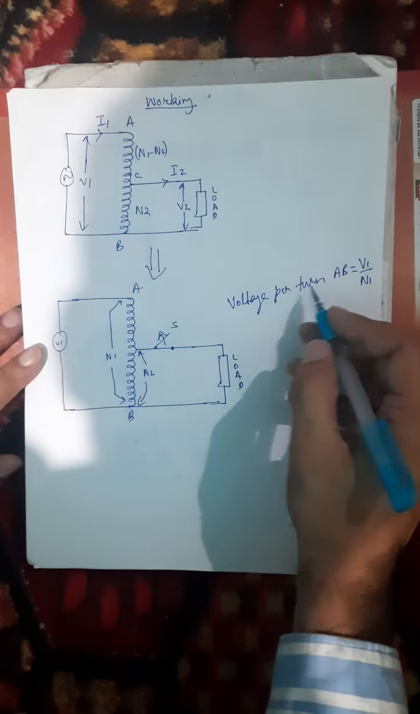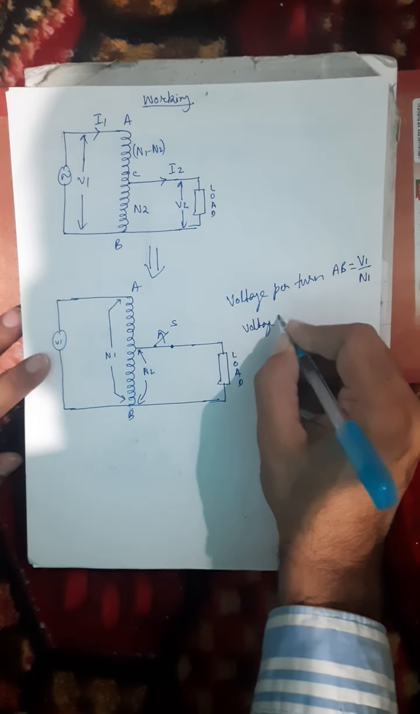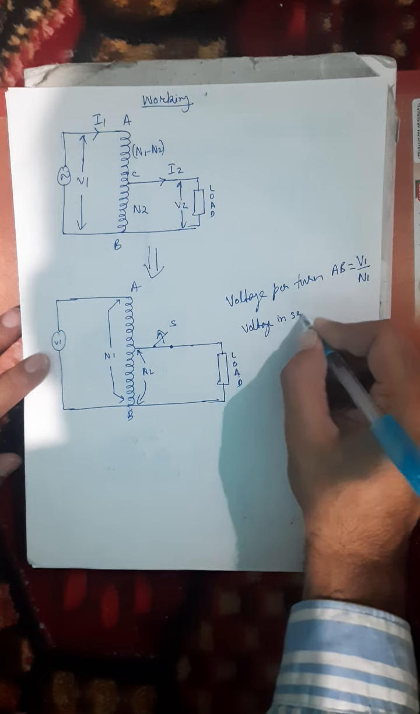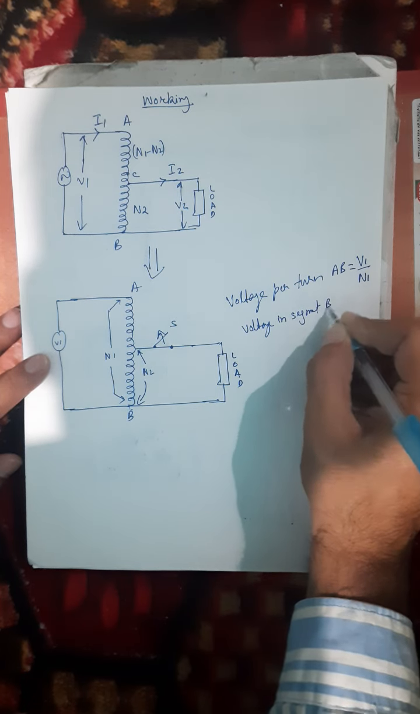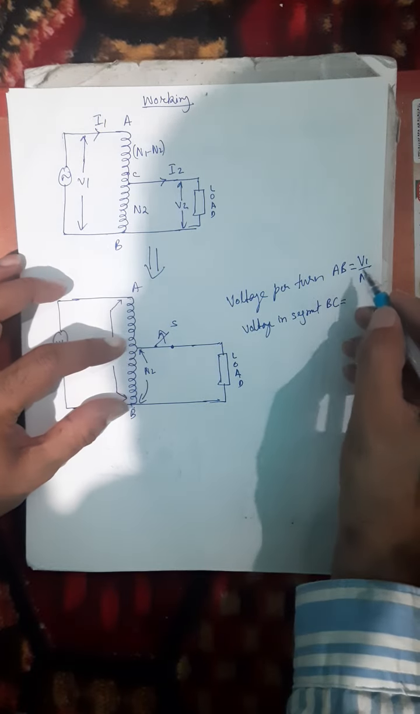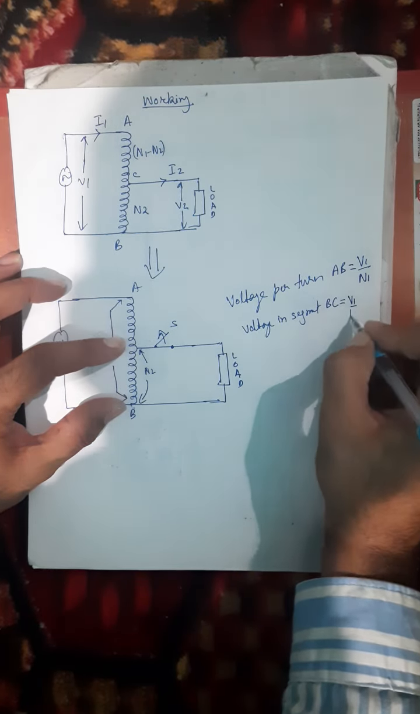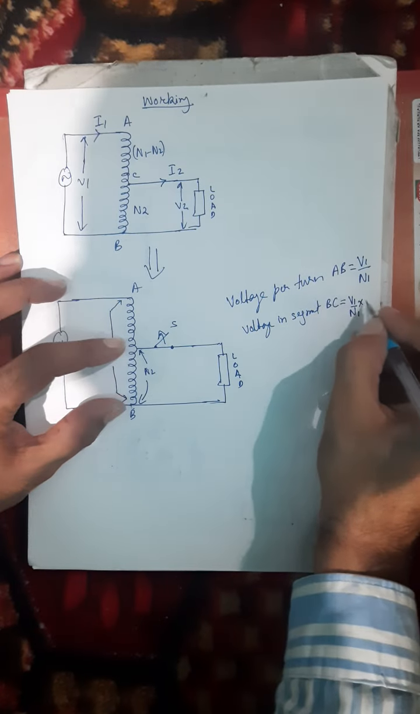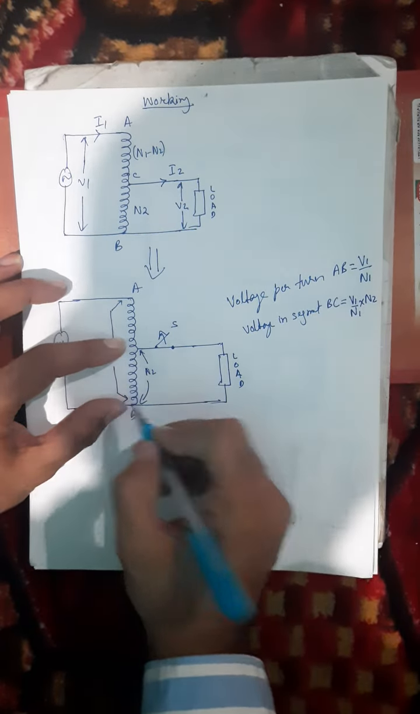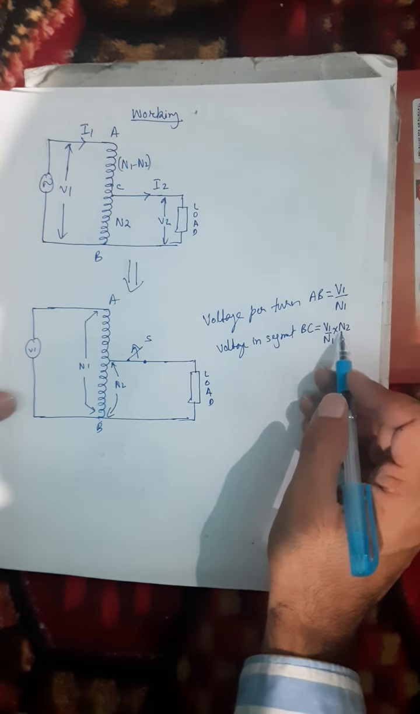Now can you give me the voltage in segment BC? Since the voltage per turn is V1 upon N1, the voltage in the segment BC will be the voltage per turn multiplied by the number of turns on segment BC. So it will be V1 divided by N1 multiplied by N2.